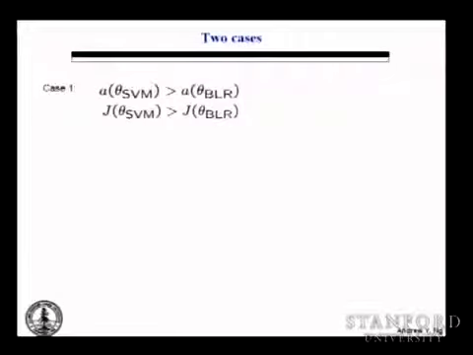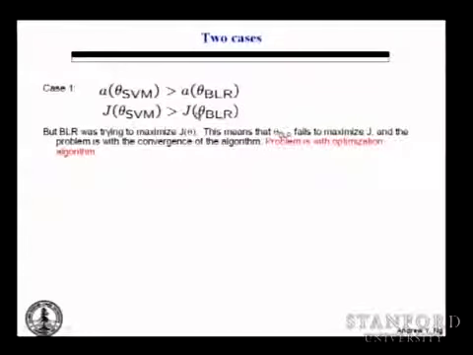So in case one, it's just those two equations copied over. In case one, let's say that J of theta SVM is indeed greater than J of theta BLR. But we know that Bayesian logistic regression was trying to maximize J of theta. Right? That's the definition of Bayesian logistic regression. So this means that the value of theta output by Bayesian logistic regression actually fails to maximize J, because the support vector machine actually returned the value of theta that does a better job maximizing J. And so this tells me that Bayesian logistic regression didn't actually maximize J correctly, and so the problem is with the optimization algorithm. The optimization algorithm hasn't converged. Right?